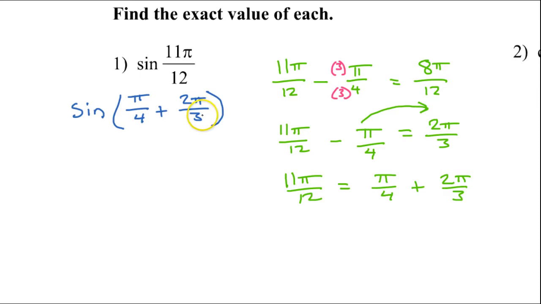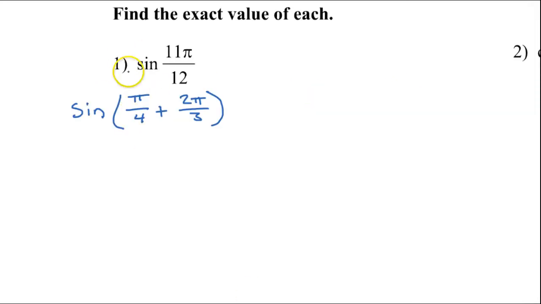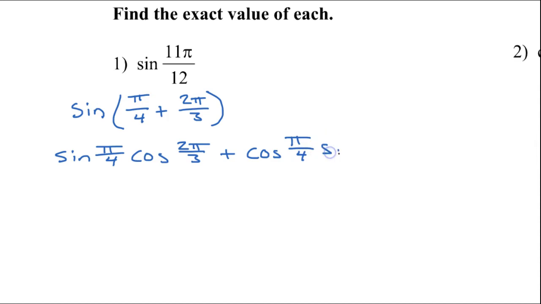Alright, notice that both of these are special angles. Now I can go ahead and use this top identity. I'm going to use this formula right now. So if I want to do the sine of the sum of these, that should be the same thing as the sine of pi over 4 cosine 2 pi over 3 plus cosine pi over 4 sine 2 pi over 3. Alright, that's what that formula said.